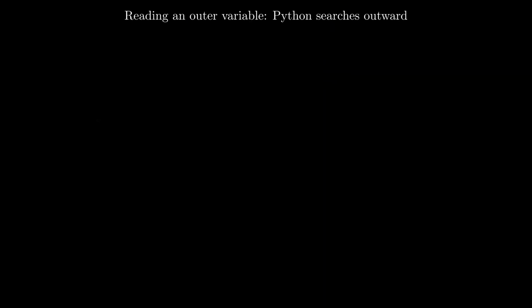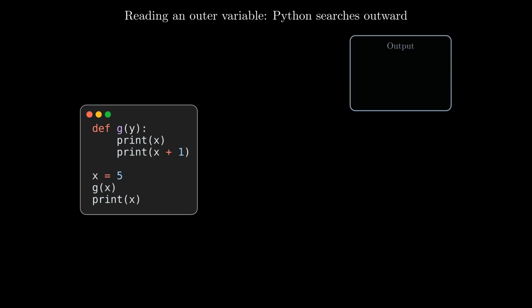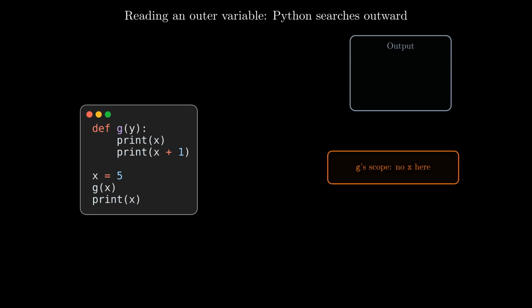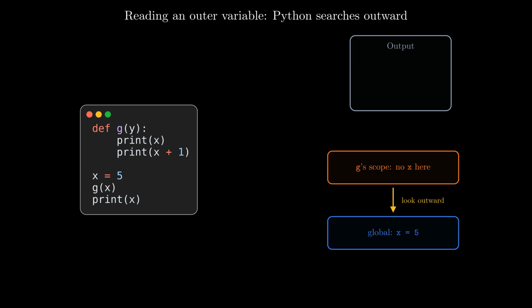Middle example, again x is 5, and calling g makes a new scope with y mapped to 5. Now the body runs print x. Is there an x inside g's scope? No. So Python does something important. When your environment has no variable by that name, it looks outward to the environment that called you. The main program called g, and it has x equal to 5. So Python borrows that value. If the outer environment lacked it too, Python will keep searching further out until nothing is left to search.